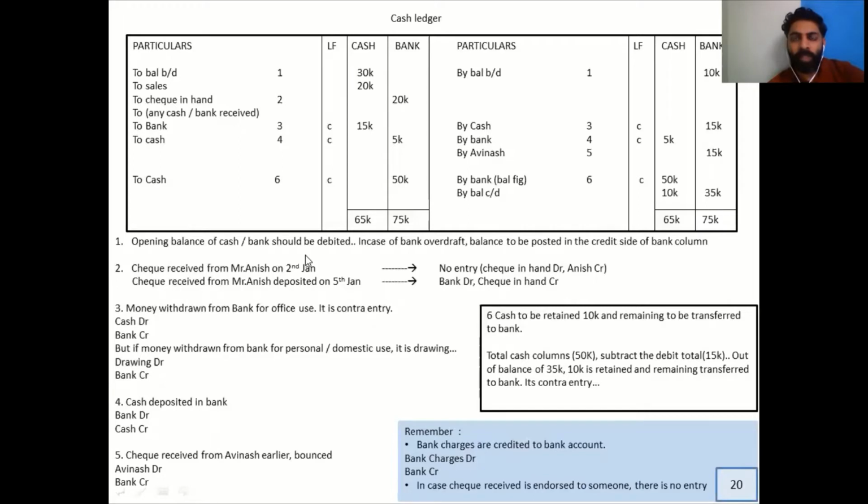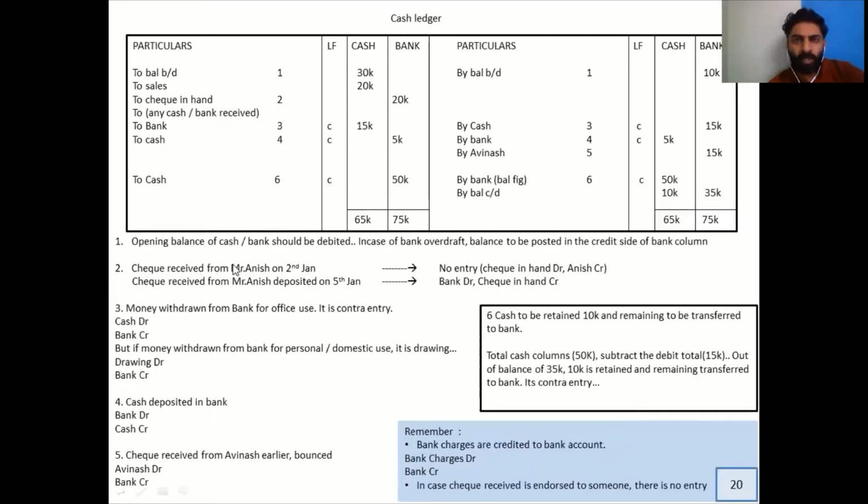At times in some of the sums, they will give you bank overdraft. Students do a mistake of putting it in the debit side. Please understand, bank overdraft is a liability and liability carries which balance? Credit balance. So I will be putting it in the credit side if you have seen here.